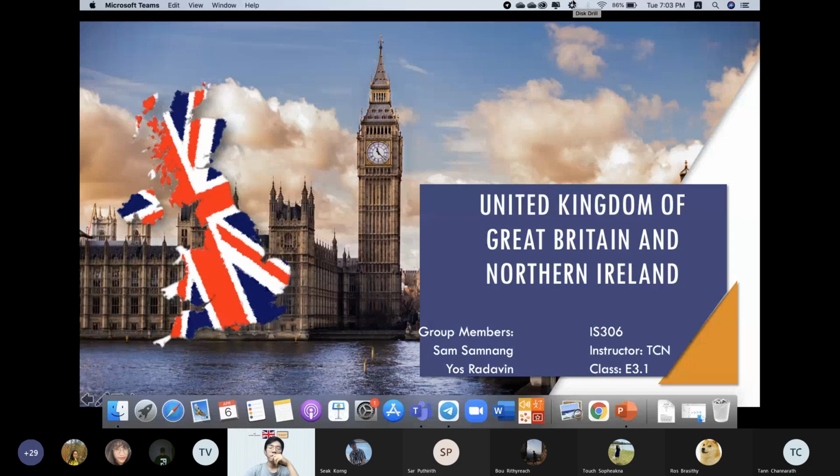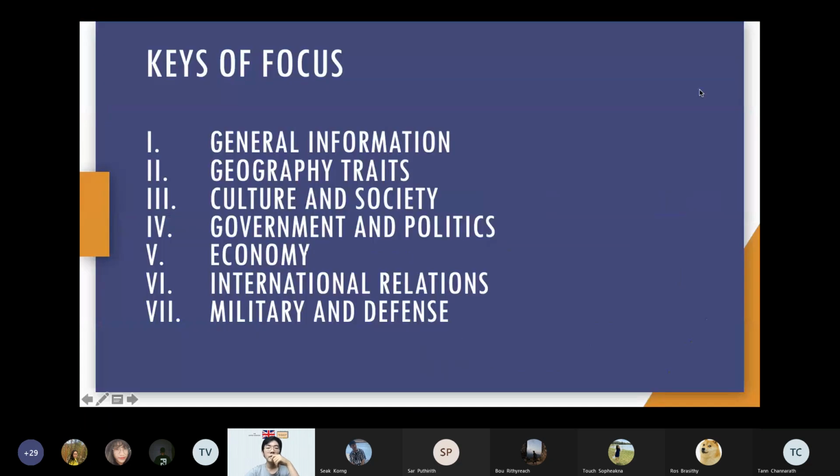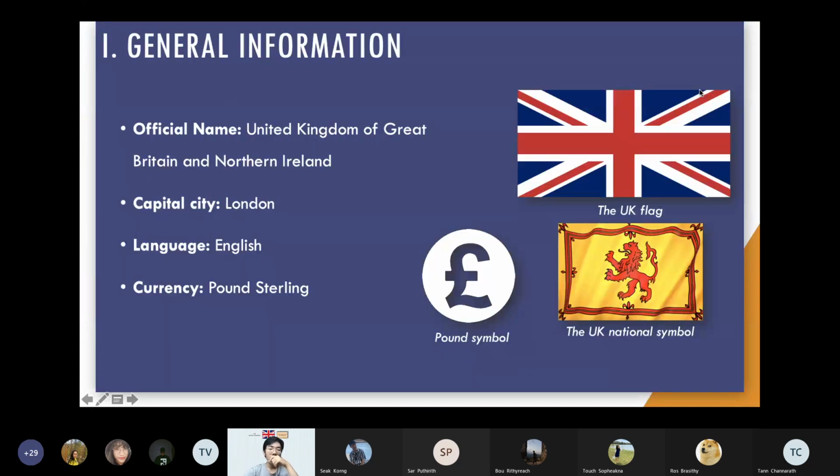Hello all delegates and hello teacher. Praveen and I are the delegates from the UK, and here is our content. First, we have general information. The official name of the UK is the United Kingdom of Great Britain and Northern Ireland, and the capital city is London. The language is English, and the currency is pound sterling.